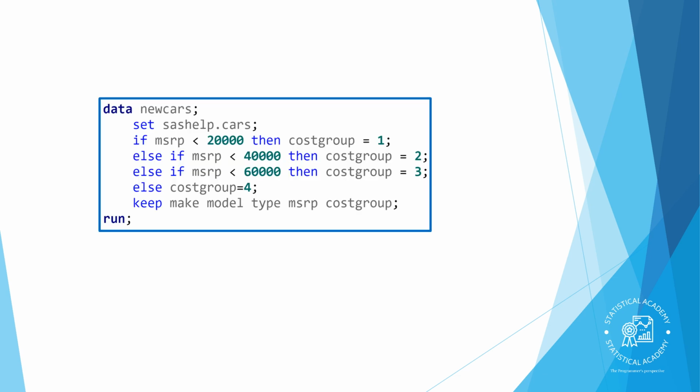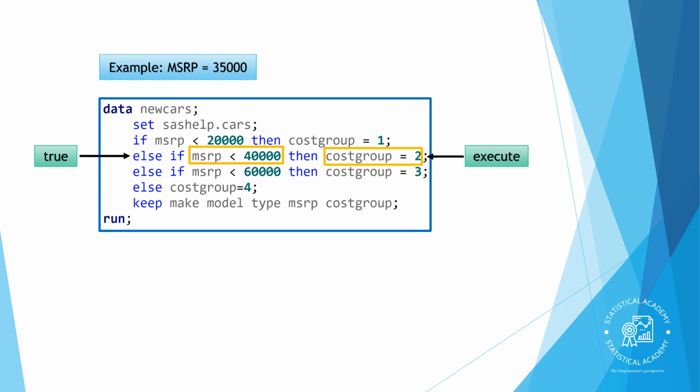In this code example, you can see that else is not in the first statement, but it has been added in the 3 statements that follow. This tells SAS to test the condition only until a true expression is found. MSRP is equal to 35,000. The first if-then statement is false, so SAS moves on to the next statement. The second condition is true, so SAS assigns the value 2 to the cost group and skips the rest of the conditional processing statements.